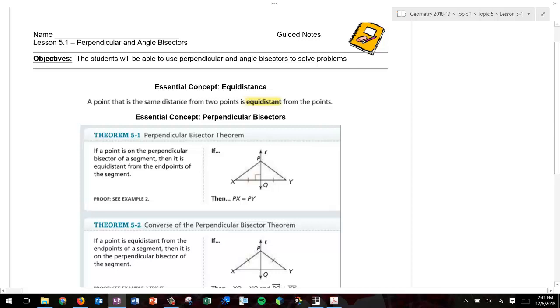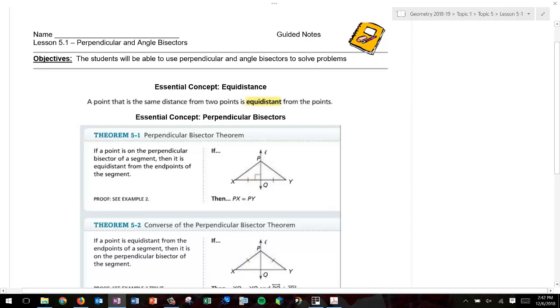So before we do that, we're going to just define a concept called equidistance. It's just a really fancy way of saying of equal distance or the same distance from something. So a point that's the same distance from two other points is known to be equidistant from them. And that comes into play when we deal with perpendicular bisectors.